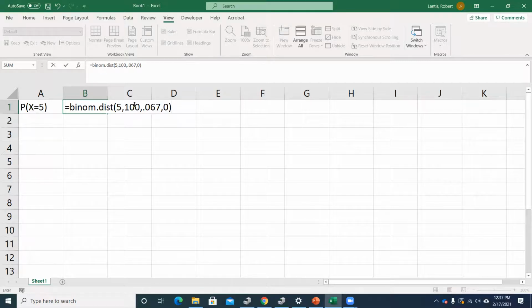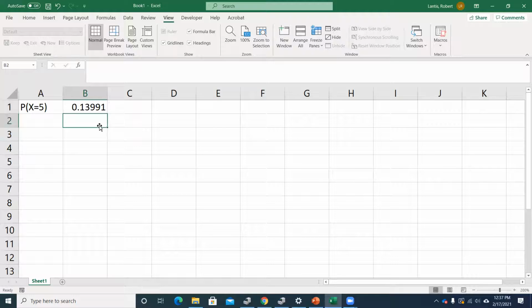So if I hit enter here, what Excel is going to do is use this x, this n, and this p, plug it into that binomial equation, and spit back out the probability of seeing that number of successes, x, or in this case, 5. So I hit enter, and the probability that 5 of the 100 are considered millionaires is about 14%, or a probability of 0.14, we round there.